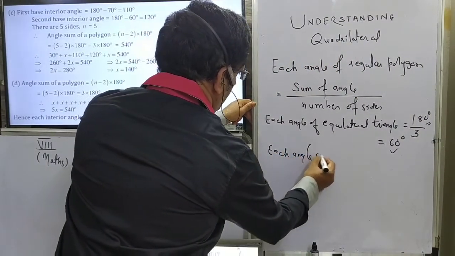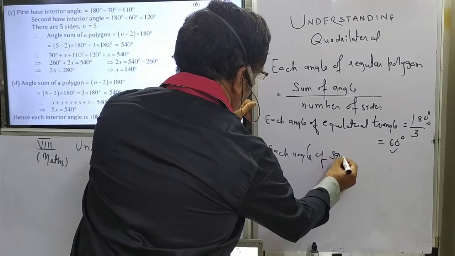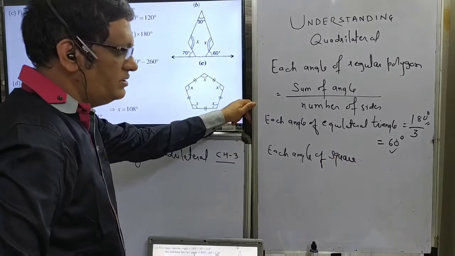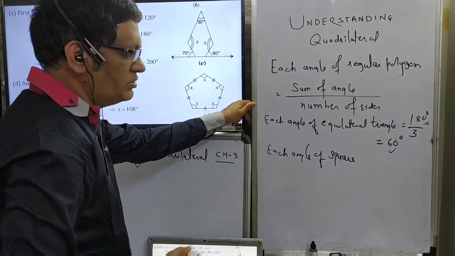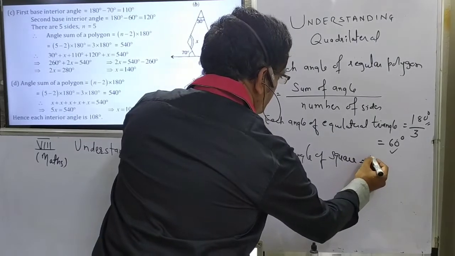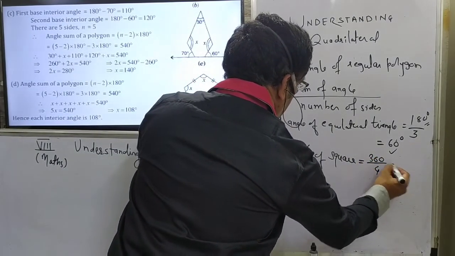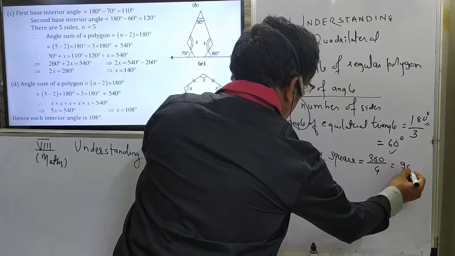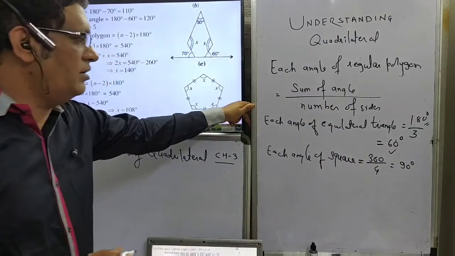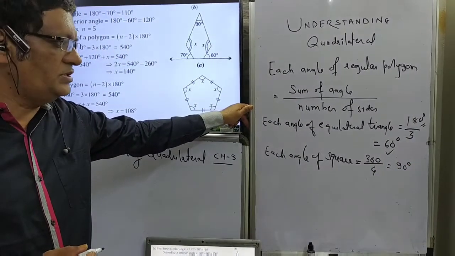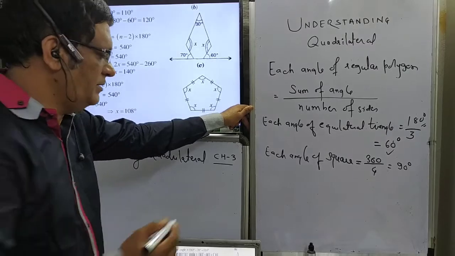angle of square, you know that square is a regular polygon having 4 sides. Sum of angles of quadrilateral equal to 360 and number of sides is 4, that is why 360 divided by 4 equal to 90 degree. So each angle of square equal to 360 divided by 4 equal to 90 degree.